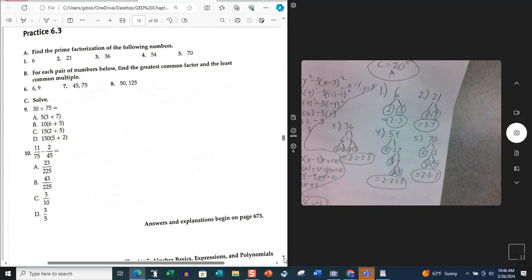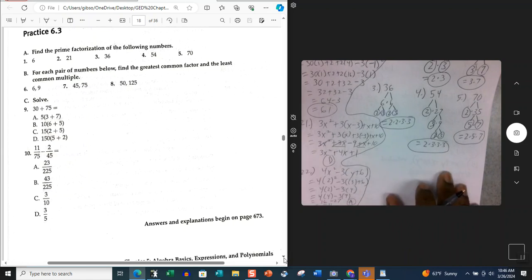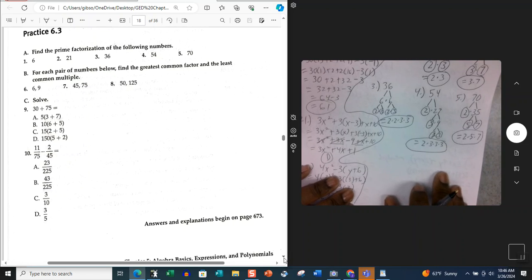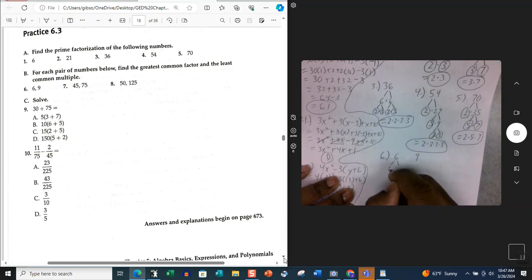Now we go here to problem 6. It says B. For each pair of numbers below, find the greatest common factor and the least common multiple. So they want us to actually do double duty here. So we're going to break down 6 and 9. This is problem 6. We're going to break down 6 and 9 to their prime factorization. So 6 will be 2 and 3. 9 will be 3 and 3.